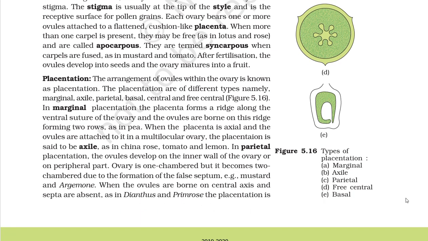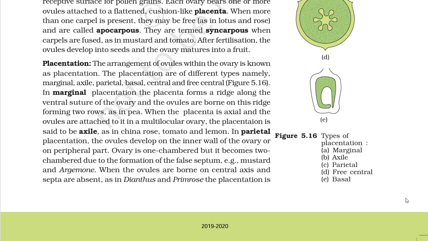Placentation. The arrangement of ovules within the ovary is known as placentation. The placentation are of different types, mainly marginal, axial, parietal, basal, central, and free central. In marginal placentation, the placenta forms a ridge along the ventral suture of the ovary, and ovules are borne on this ridge, forming two rows, as in pea. When the placenta is axial and the ovules are attached to it in a multilocular ovary, the placenta is said to be axial, as in China rose, tomato, and lemon.